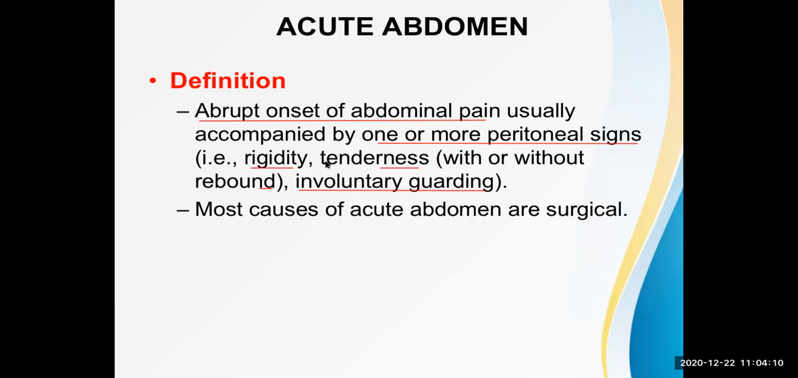Now, some of the students may be confused about rigidity and guarding. So let me clarify right here. Rigidity is the spasm of the muscle. There are two types of spasm here. One, when we are about to examine that area, the patient feels, yes, now I am going to have pain. So the patient voluntarily contracts the abdominal wall muscle. This is known as rigidity. This is voluntary rigidity, whereas guarding is involuntary.